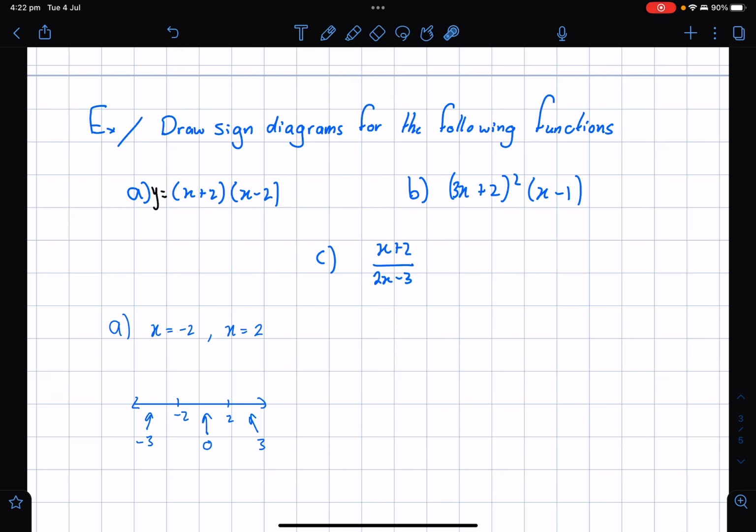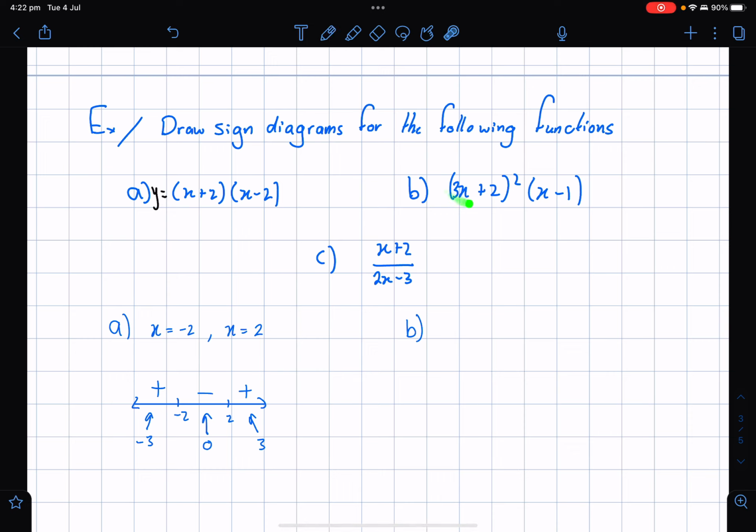So if I put -3 into this equation here, I get -1 times -5. Two negatives make a positive. If I put 0, I get 2 times -2, which is negative. And if I put 3, I get a positive times a positive, which is a positive. Just as simple as that. Let's have a look at part B.